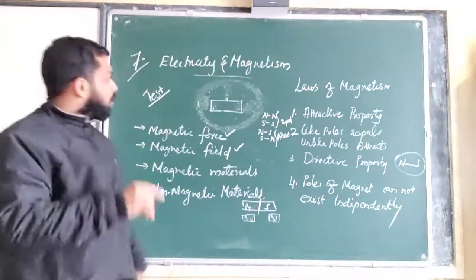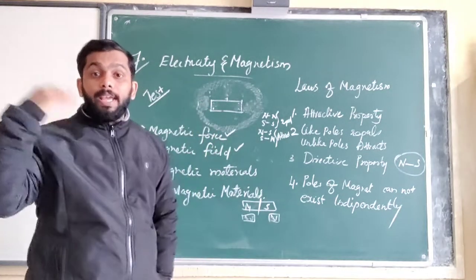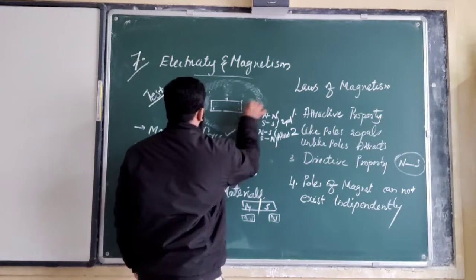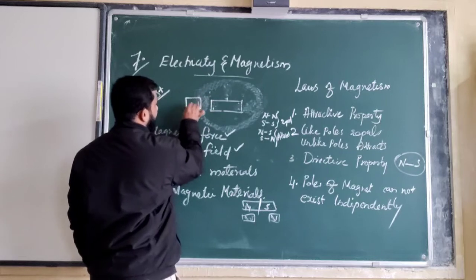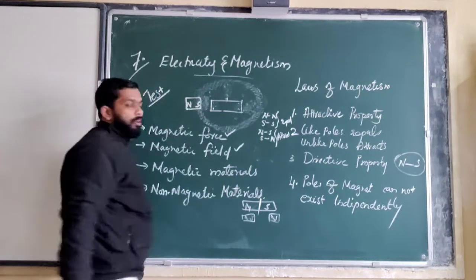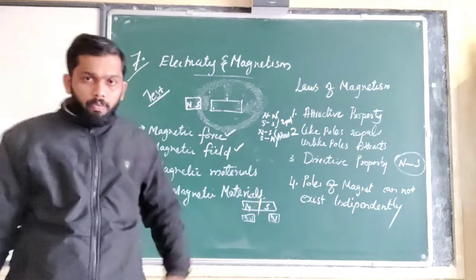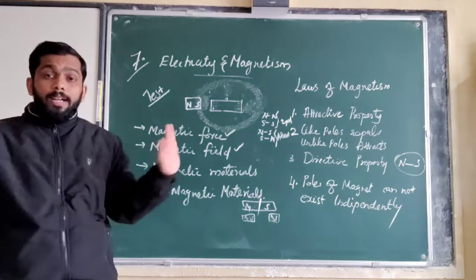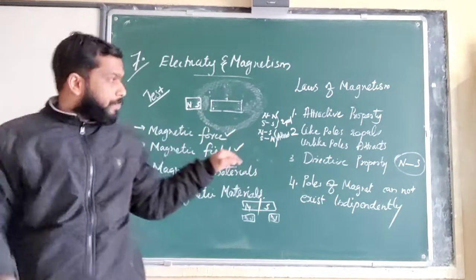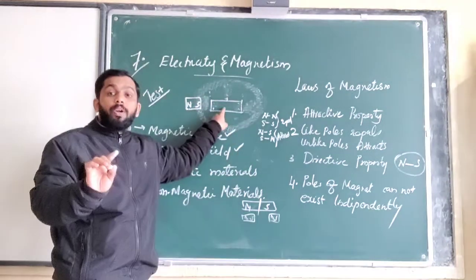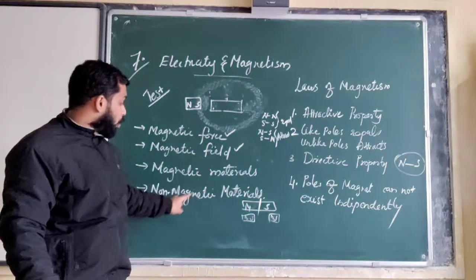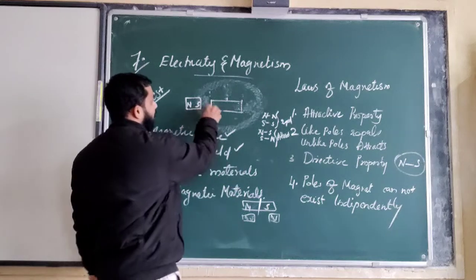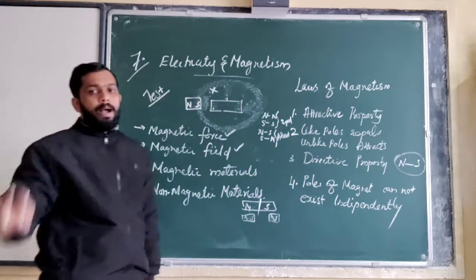To prove this, I have to take another bar magnet. So I am going to take another bar magnet. It is having a north and south pole. Clear? When I am bringing this bar magnet to this one, if there is no attraction, no effect at all, then this is not a magnet or a magnetic material. This is a non-magnetic material. So first case, there is no effect, it is not a magnet.